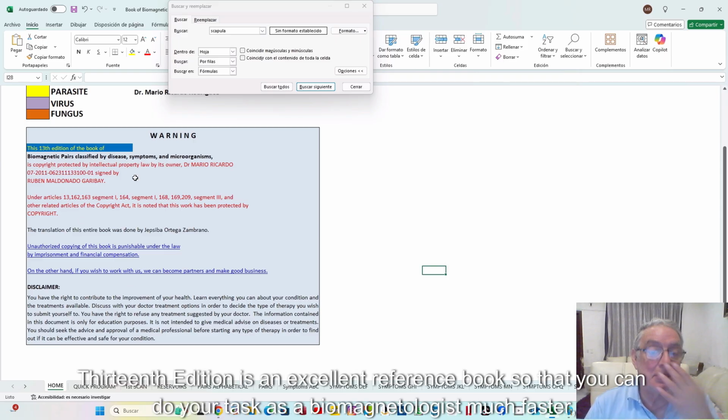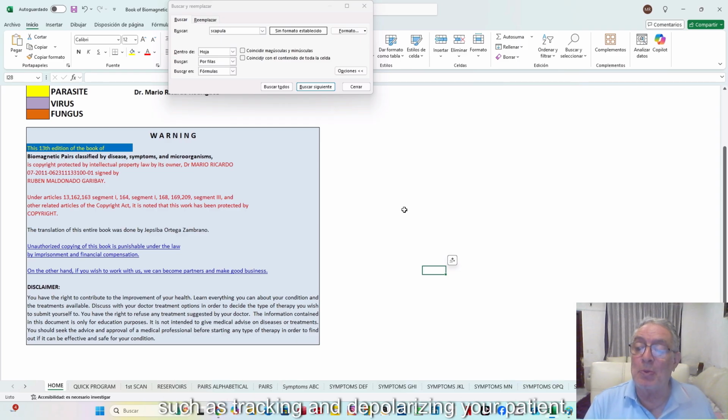Here it is. The 13th edition is an excellent reference book so that you can do your task as a biomagnetologist much faster, such as tracking and depolarizing your patient. Let's see the contents. What do you think?